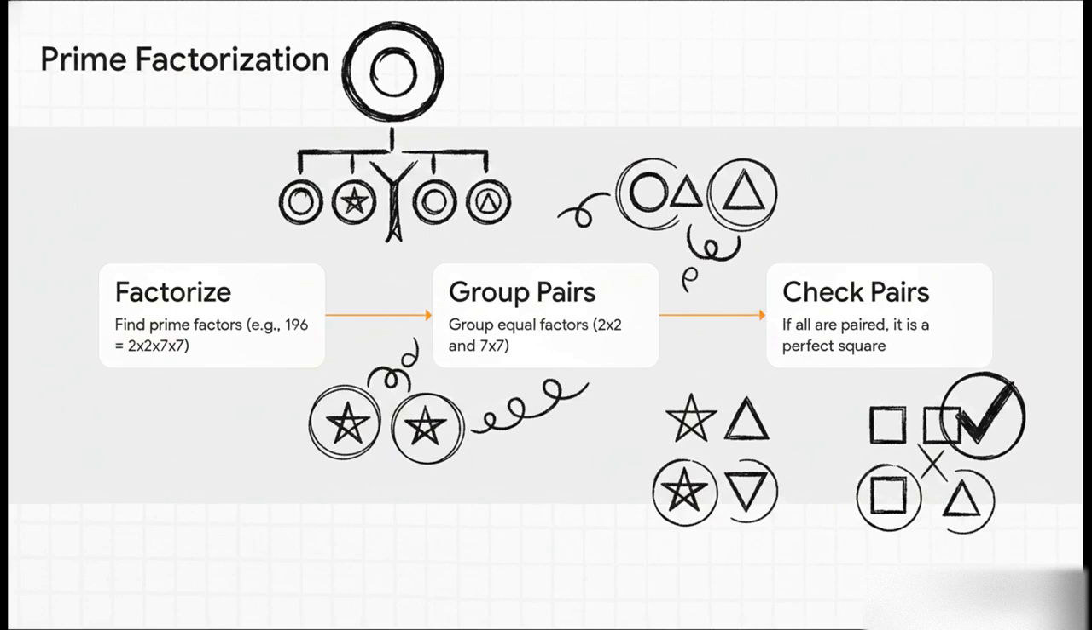So, what happens when we need to verify much larger numbers where we haven't memorized the math? We use the prime factorization method. Think of it like a logical puzzle. First, we break a number down into its prime factors, like 196 becoming 2 times 2 times 7 times 7. Next, we look for matches and group identical numbers into pairs. Here, we get a perfect pair of 2s and a perfect pair of 7s. The golden rule here is if every single factor has a matching pair, you've just proven it's a perfect square. But if even one single number is left hanging without a pair, it's an imposter.